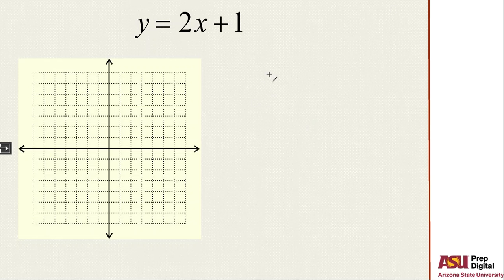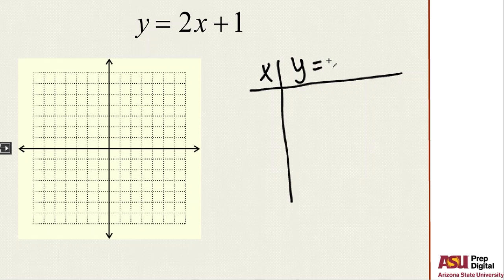A very common strategy would be to do an input-output table. So x is my input and then y is found by taking 2 times x and adding 1. So for example, if I picked 0, my output would be 2 times 0 plus 1, which is 1. So there we have an x and a y, and we can plot 0, 1.